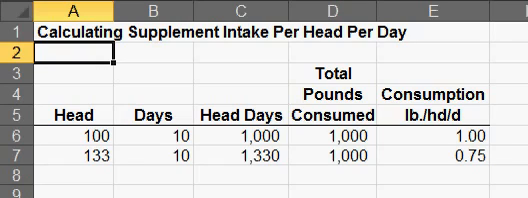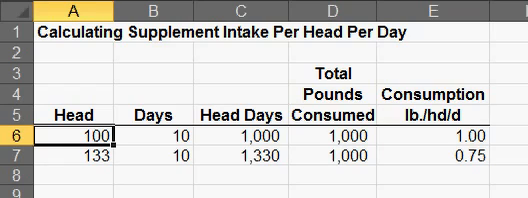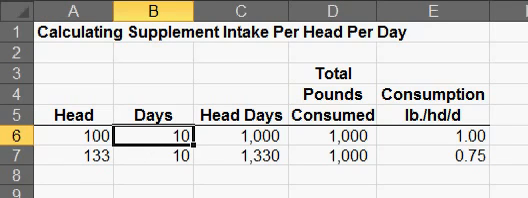Going to need about 5 columns. The first column will put the number of head that we have in the pasture or that are exposed to the supplement. Here I've used 100 head. Next column would be the days that the supplement's available or that it took to consume a known quantity of the supplement. Here I'm going to say 10 days.